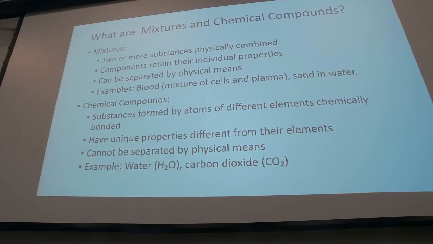And then for chemical compounds, in this case these will be substances that chemically combine from different elements. And they have unique properties different from their elements. So once you have a chemical combination, at the point of no return, they behave differently. And these chemical compounds cannot be separated by physical means. Examples of chemical compounds are water and carbon dioxide.